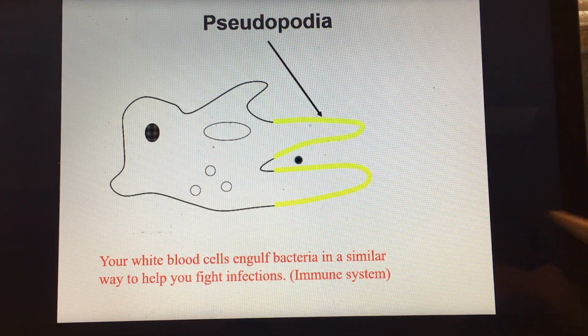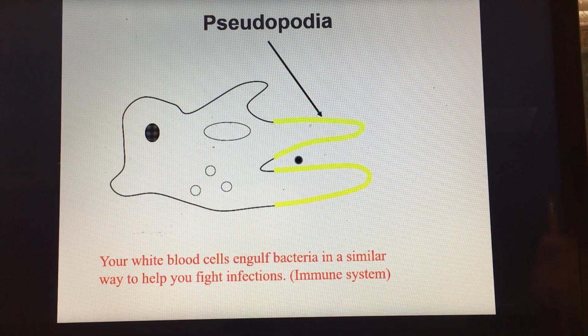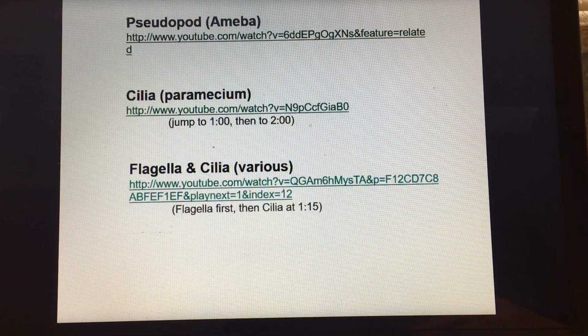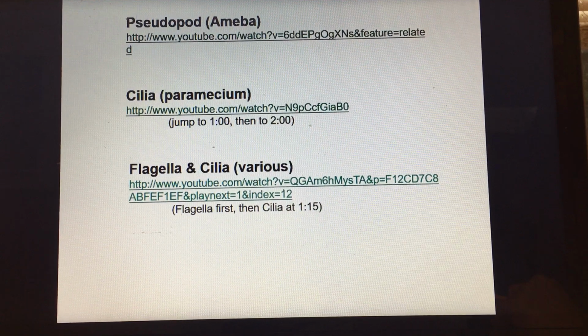In addition to single-celled organisms that do this, you have white blood cells that engulf bacteria in a similar way to help fight infections and are part of your immune system. And they are referred to as phagocytes. And sometimes they're called macrophages. So pseudopodia are used for movement and used to surround and engulf food particles. So this is the end of our cell structure and function lecture.